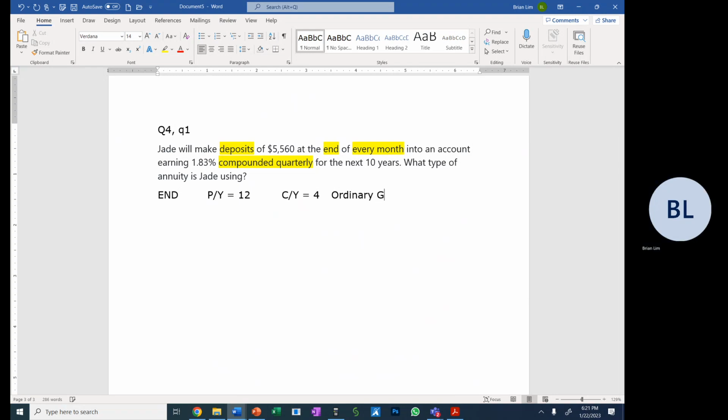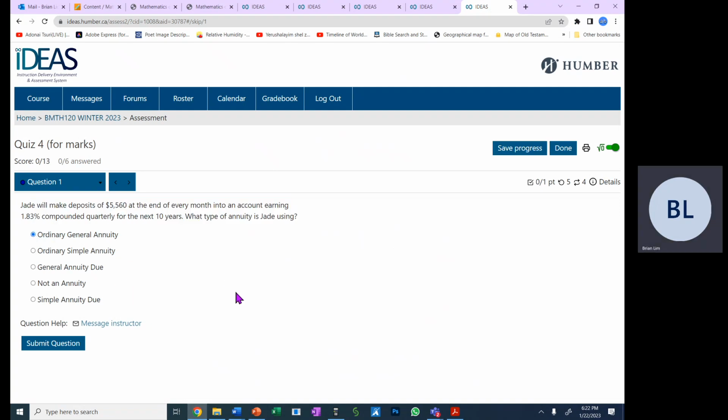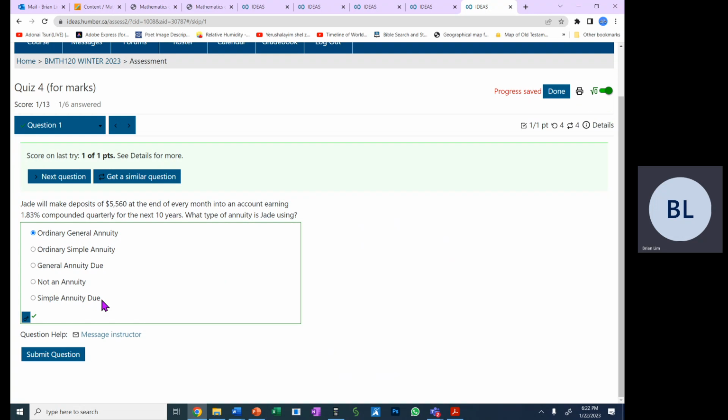general annuity. Okay, it's ordinary because it's at the end. All right, end is ordinary, and then PY not equal to CY. That is what makes it general. Okay, general is because PY is not equal to CY. Okay, so the answer should be an ordinary general annuity. There it is. We selected it, we submit it, and it is correct. 1 out of 1. We have the green box with the check mark.